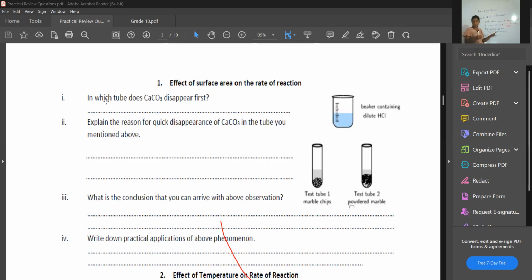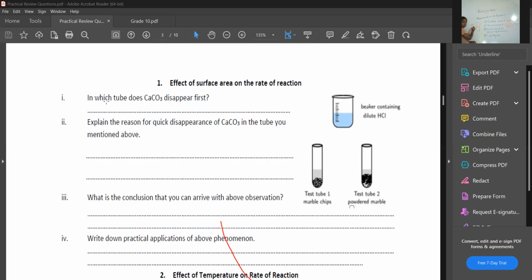Then the concentration. This is mostly related to liquid reactants. When the concentration increases, the number of atoms in a unit volume increases. Think like this: when we take an HCl sample, this is a dilute one and this is a concentrated sample.